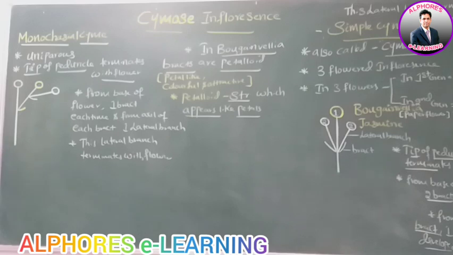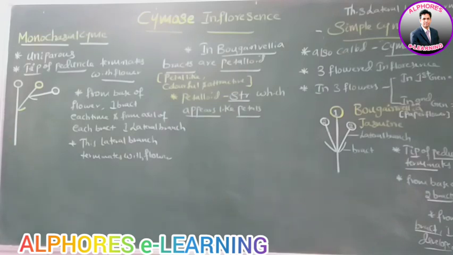Therefore, very simple. The tip of the peduncle terminated with a flower. From the base of this flower, a bract has developed. From the axil of this bract, a lateral branch has developed, which has terminated with a flower. Again, from the base of this flower, bract. Axil of this bract, lateral branch, which terminates with a flower. This goes on continuing. Is this statement okay?